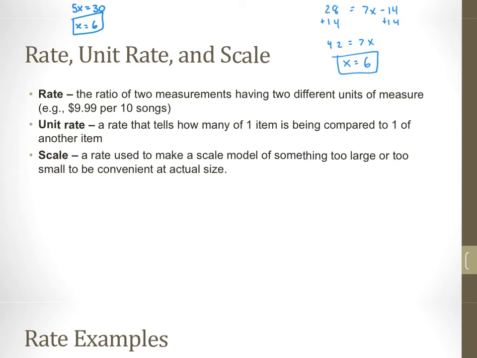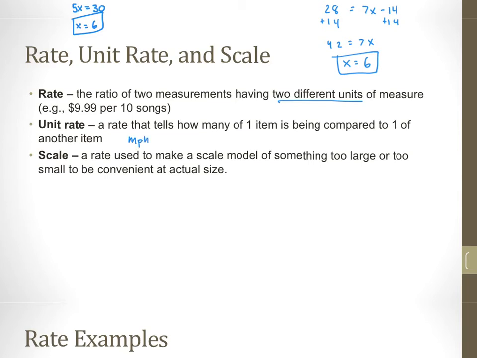And scale factor you'll hear a lot. Now these three words are just how ratios and proportions get described in the real world. So rate. Rate is when you are comparing two things that have different units. So $99 per 10 songs. Unit rate is when you want to know how many of one item is being compared to the other one. So the most common example of unit rate would be miles per hour.